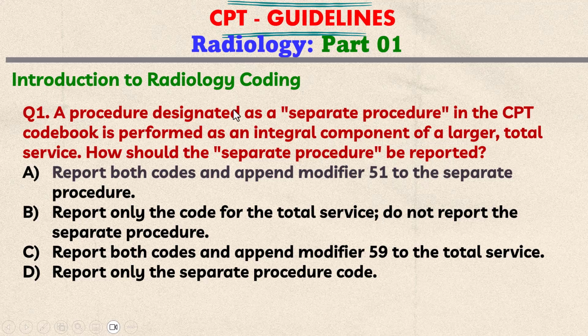A procedure designated as a separate procedure in the CPT codebook and performed as an integral component of a larger total service. How should the separate procedure be reported? A. Report both codes and append modifier 51 to the separate procedure. B. Report only the code for the total service. Do not report the separate procedure. C. Report both codes and append modifier 59 to the total service. D. Report only the separate procedure code.